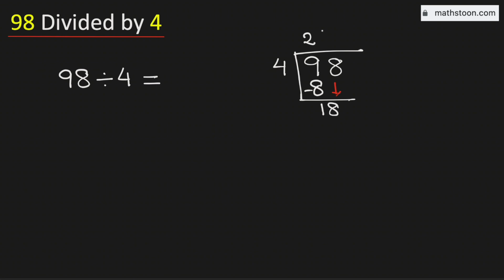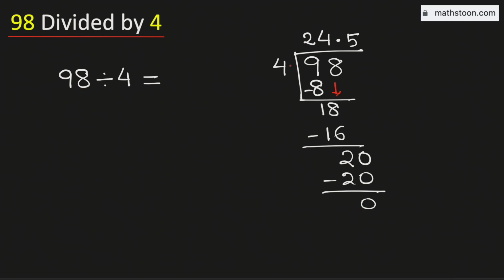We know that 4 times 4 is 16. Subtract, we get 2. Now see that 2 is less than 4, but we don't have any number here to bring down. Therefore, in this case we will borrow one zero, and for that we need to put a decimal here. Now we know that 4 times 5 is 20. Subtract, we get 0. As we have obtained the number 0, so we will stop.